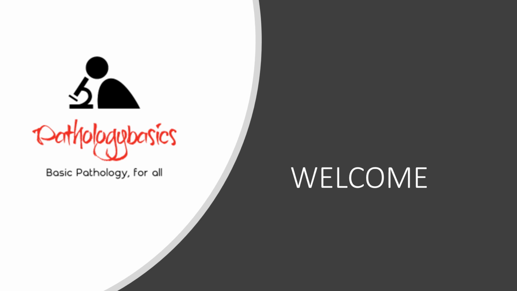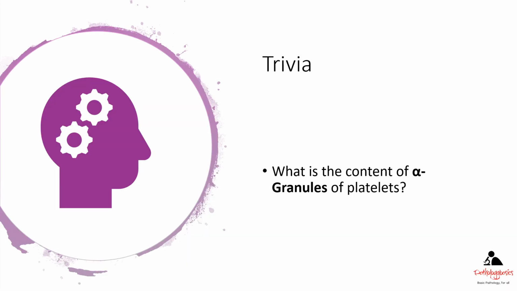Today we'll be continuing with chapter number 4, which is hemodynamic disorders. Let us see answers to the questions that I had posted in the last lecture. The first question was, what is the content of alpha granules of platelets? The aim behind posting this question was that you remember the contents of all the granules of the platelets, because this can be asked as a part of multiple choice questions.